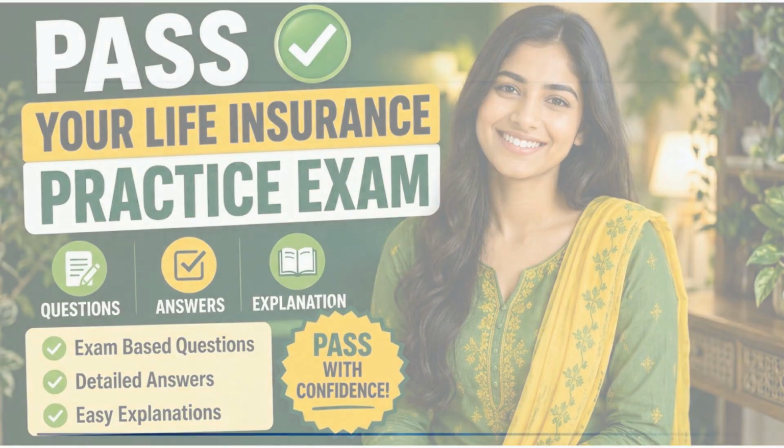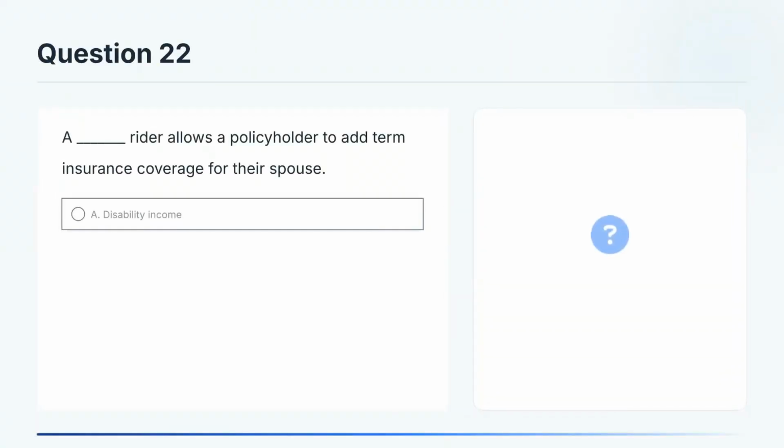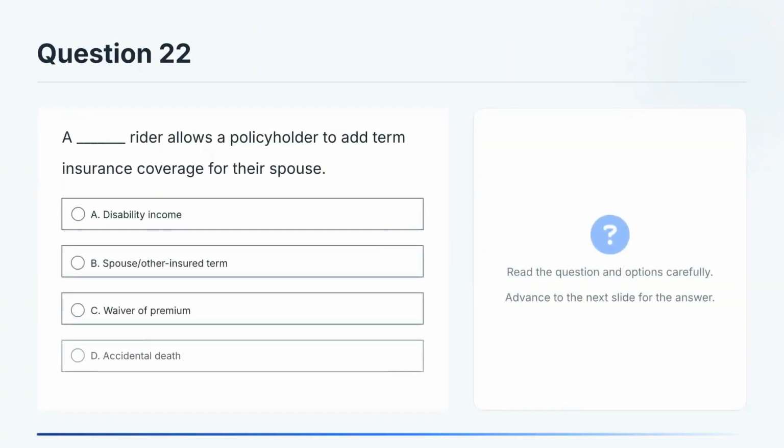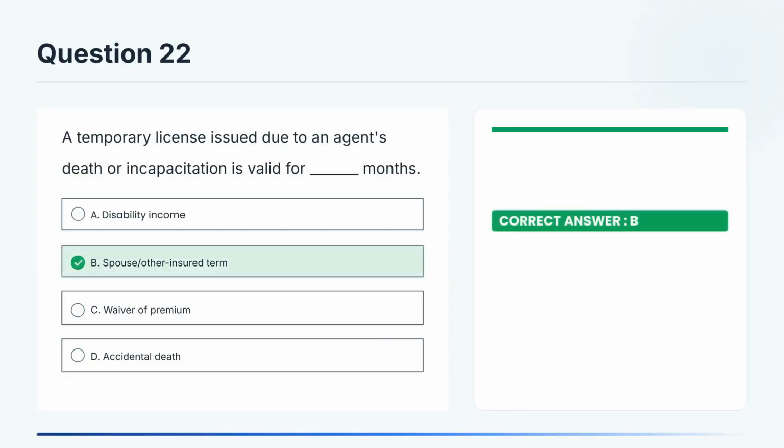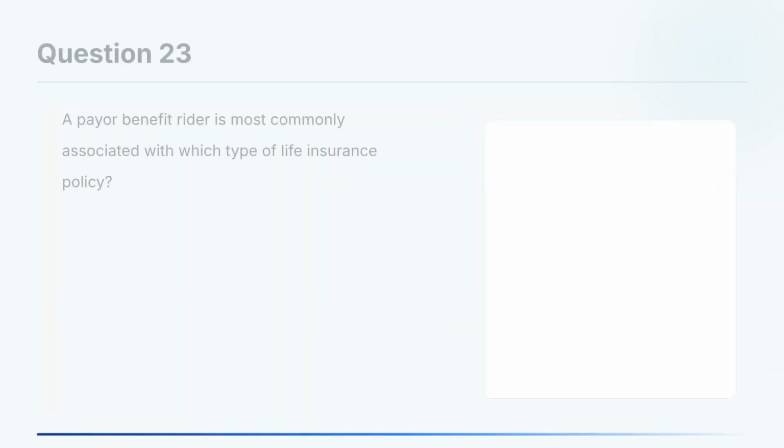Let's go! Question 22. A blank rider allows a policyholder to add term insurance coverage for their spouse. A. Disability income. B. Spouse or other insured term. C. Waiver of premium. D. Accidental death. The correct answer is B. Spouse/other insured term.